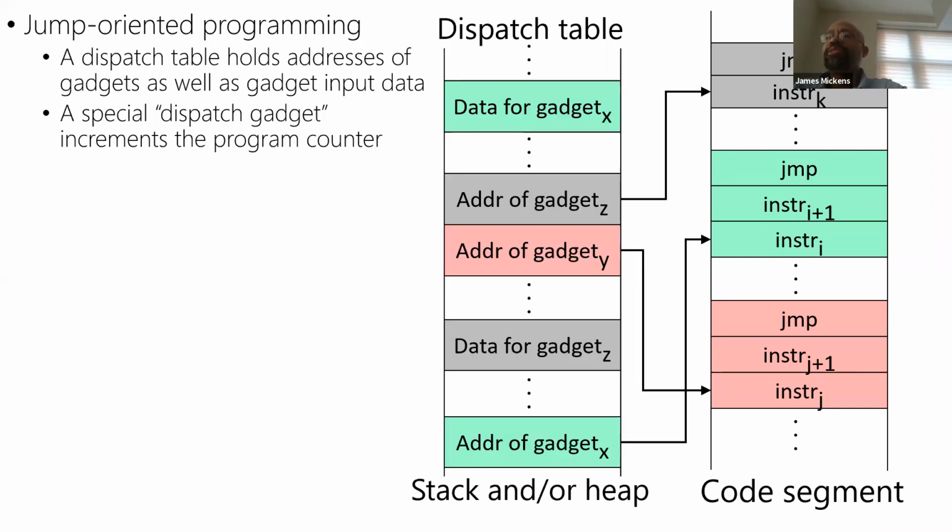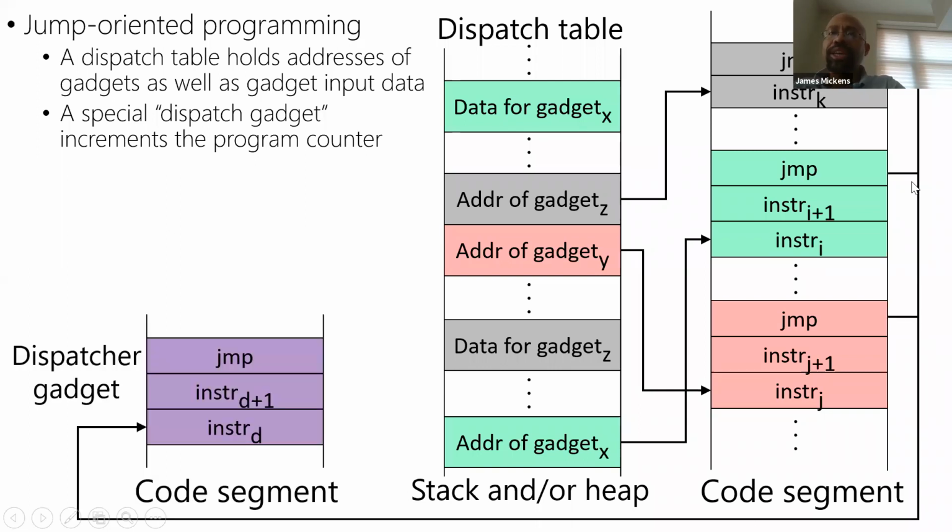And then we have this dispatch table that may live in the stack, it may live in the heap, maybe a combination of the two. The dispatch table is going to hold 2 things. It's going to hold some addresses, which point to the gadgets that we want to execute. And in the dispatch table, we're also going to contain some data for some of these gadgets. And finally, we're going to have this dispatcher gadget.